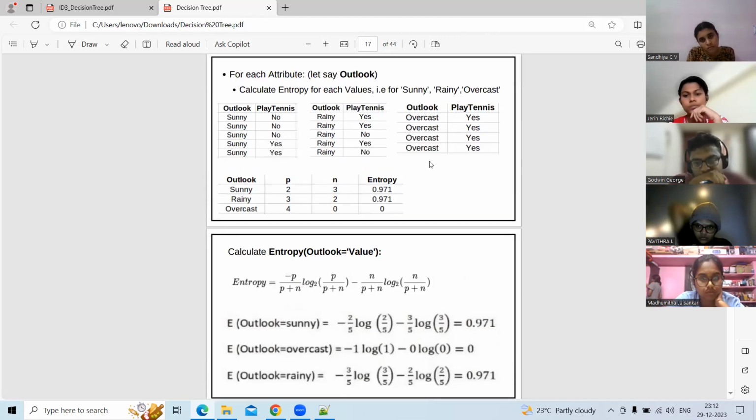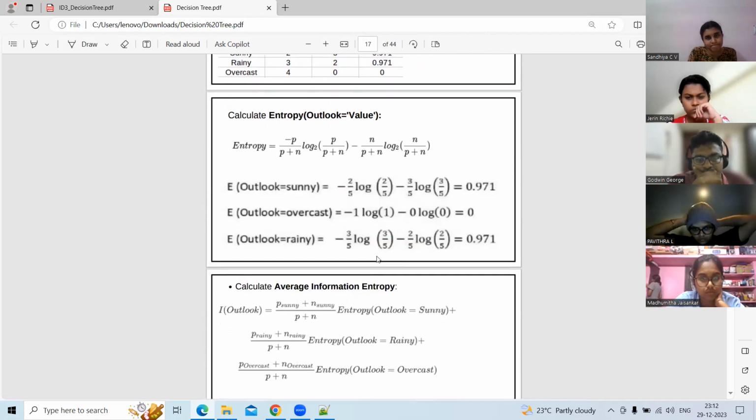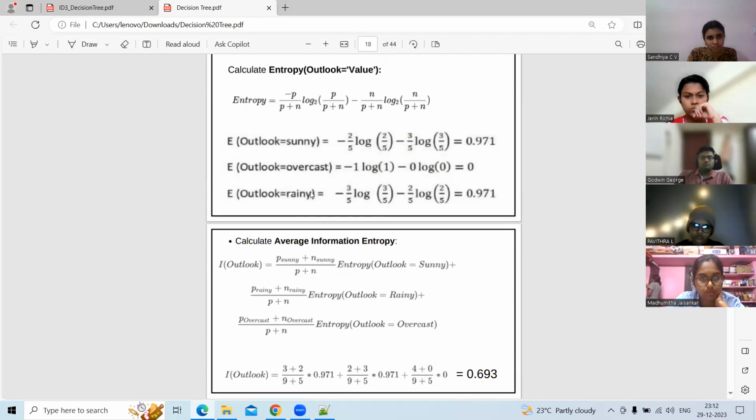entropy whenever it is rainy. Whenever it is rainy, we have 3 yes and 2 no. So it is again one and the same, like here 2 by 5, 2 by 5, 3 by 5, 3 by 5. Here again the entropy is 0.97. Okay. Now we have calculated the individual entropies.